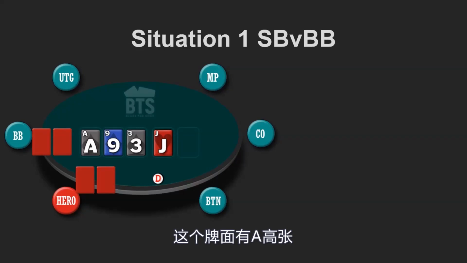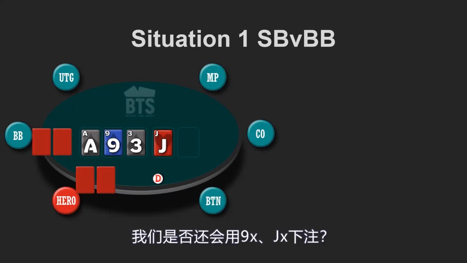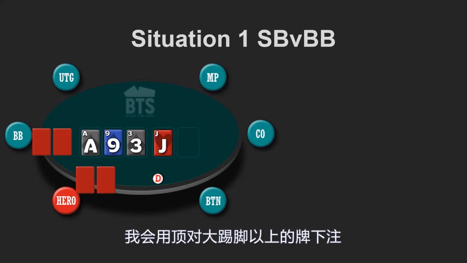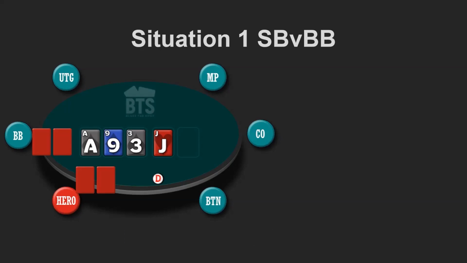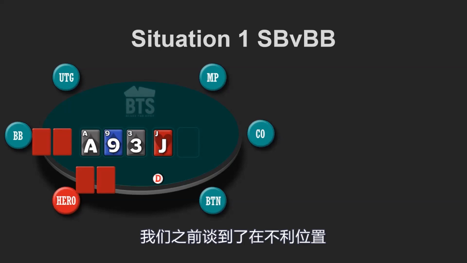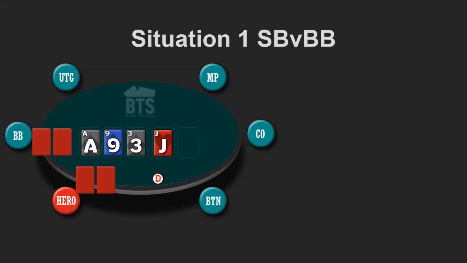Yes. So on the higher boards like that, like we just talked about, how wide do I want to be betting here? Do I still want to be betting 9x, jack x? Not really. What happens is that I'm going to be betting a strong top pair or better. And we just talked about it. When we are out of position, we want to use a smaller overbet.